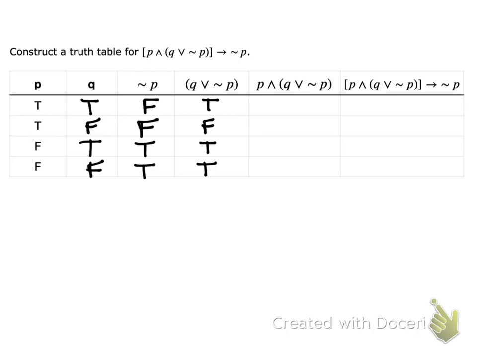Okay, so now we have P and Q or not P. So we're looking at this first column of P, and then the column we just did, but it's an and, so we have to have truth in both of them. So here we have truth in both of them, row 1, but row 2 we don't, row 3 we don't, row 4 we don't. So we'll have true, false, false, false.